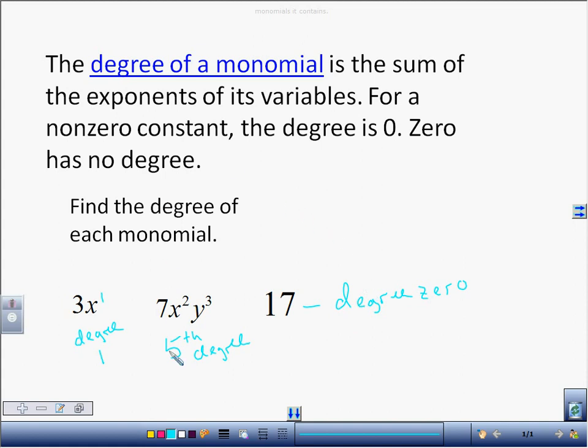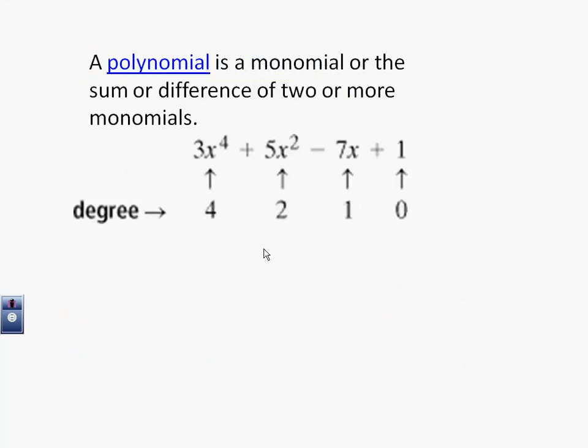Okay, I'm going to move on to the next thing. Next, a polynomial. A polynomial is a monomial or the sum or difference of two or more monomials. Each one of these things is called a term. You can have a polynomial of one term, but most polynomials consist of more than one term. So this is a polynomial.